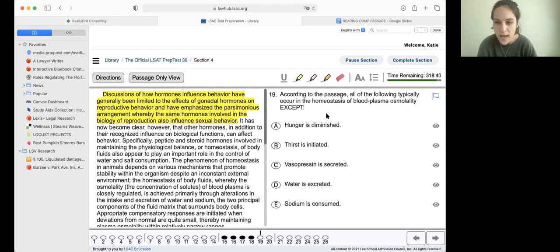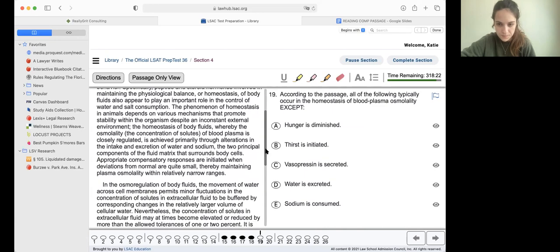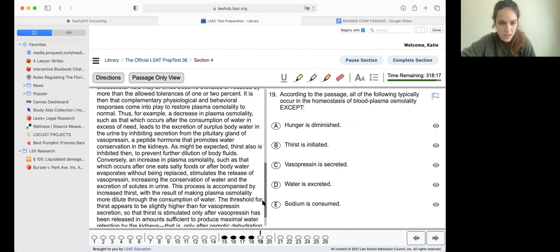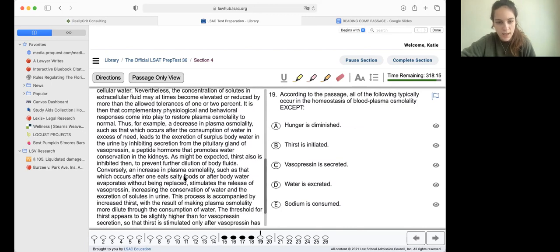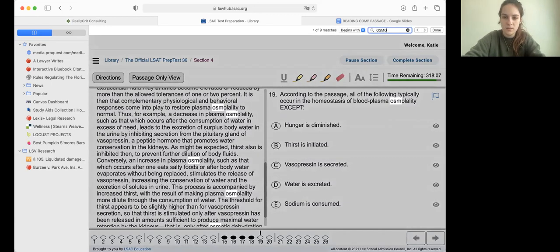All right, according to the passage, these are the best because this is where we can pull directly from the passage. We love this. According to the passage, all of the following typically occur in homeostasis of blood plasma osmolality except, all right, let's see. So when we're talking about blood plasma osmolality, we're talking about down here. And if we didn't know, we could have used Control F and got us here. So we are cross-checking to see.